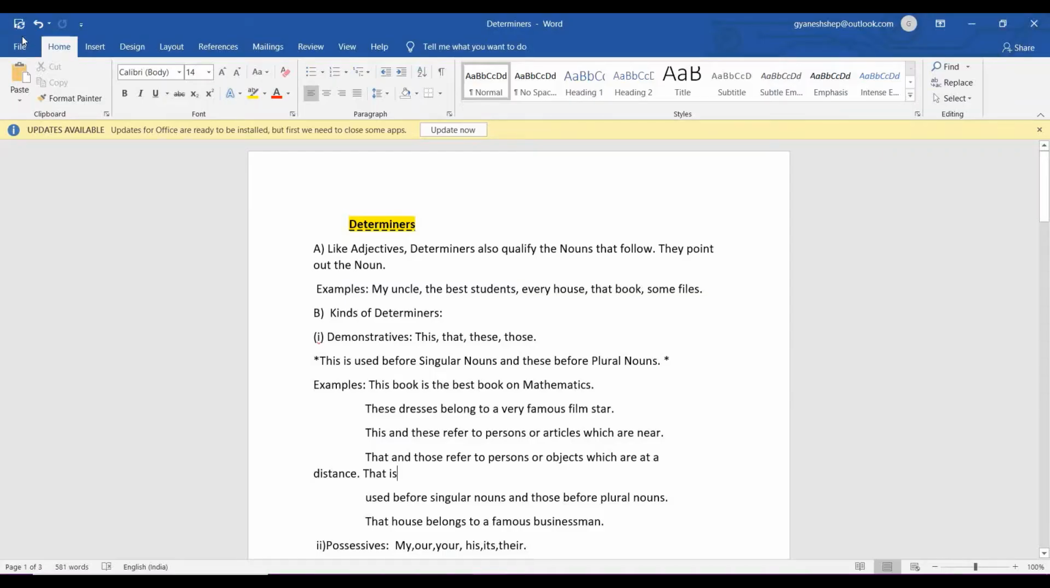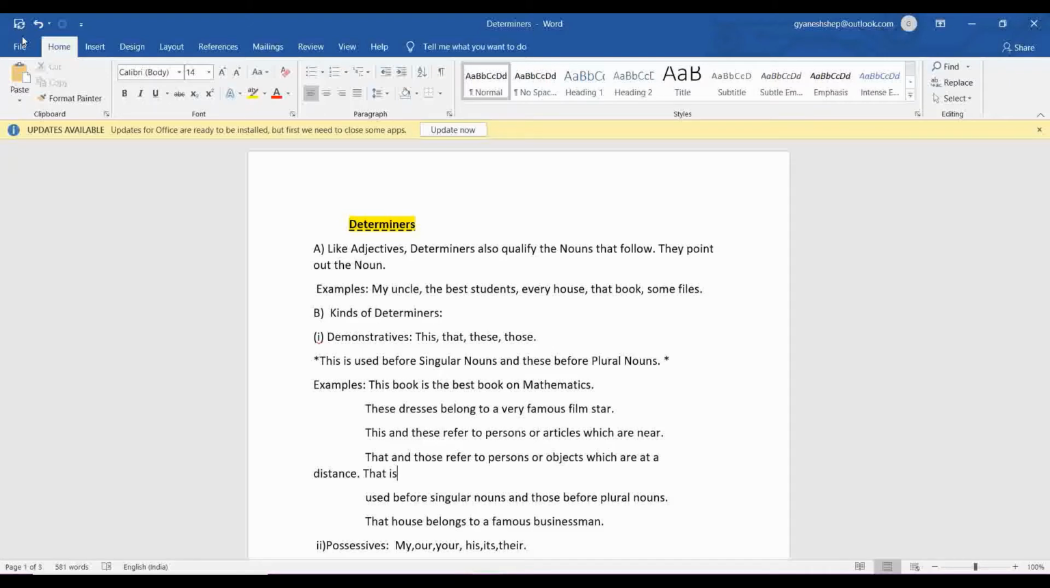Students, let's see today the determiners. What is a determiner? Let me tell you first. A determiner is a word placed in front of a noun to specify quantity, like a and an. That can be an article, that can be these, those, depending upon the distance and all that. We have different kinds of determiners that I will explain further.